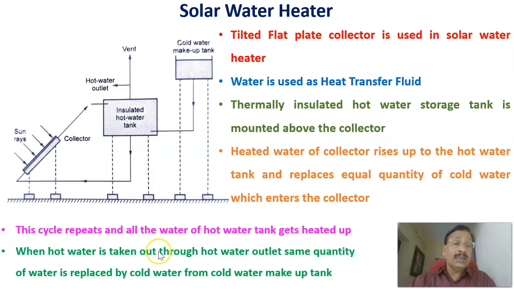And when the hot water is taken out through the water outlet, the same quantity of water comes from the cold water makeup tank, that is, cold water comes to the hot water tank. Therefore, the same quantity of water is replaced by cold water from the cold water makeup tank, as we are taking out the hot water from this hot water tank.